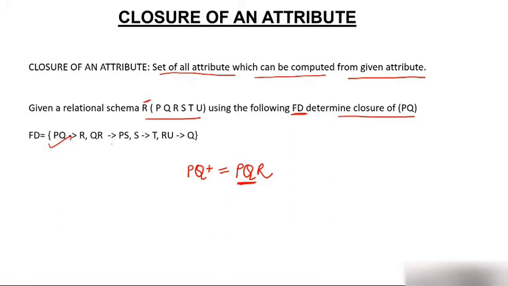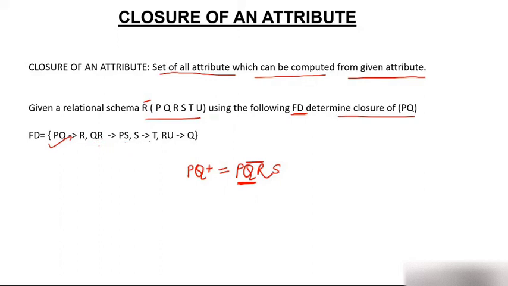So this is over. Now take this. QR can determine PS. So is there QR here? Yes, we have QR over here. So with the help of QR completely you can determine PS. Since P is already there, you need not repeat it, no need to write PS like this, because P is already there. So you can write only S. Fine. So I've used this functional dependency.